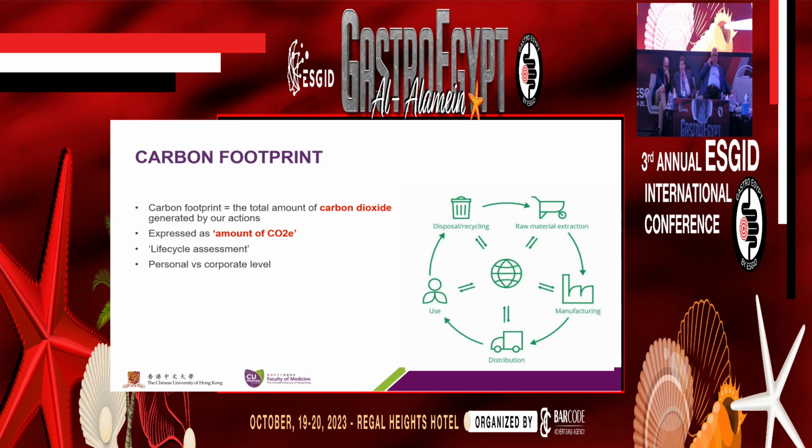On the other hand, carbon footprints could also be viewed from a personal or corporate level by adding up the carbon produced in electricity generation, heating and cooling, transportation, food and equipment.